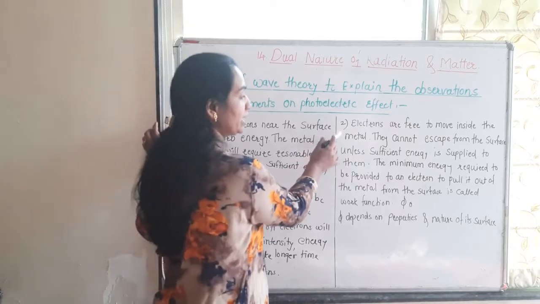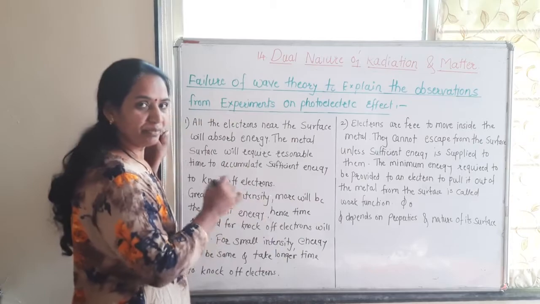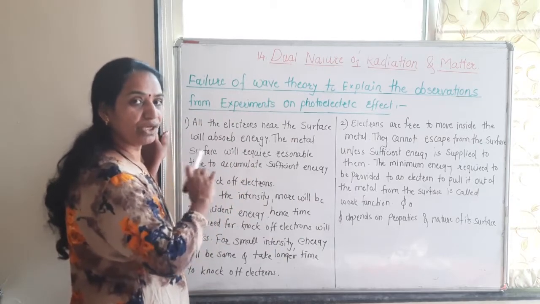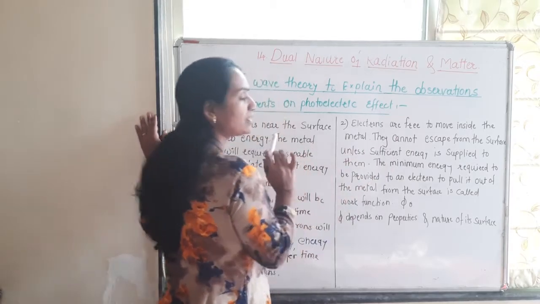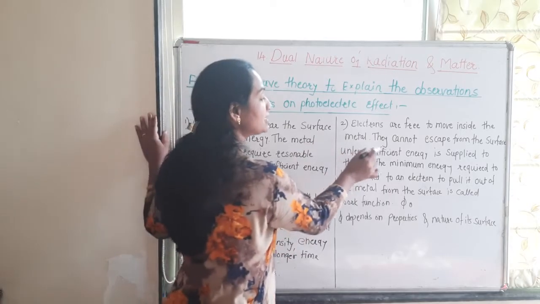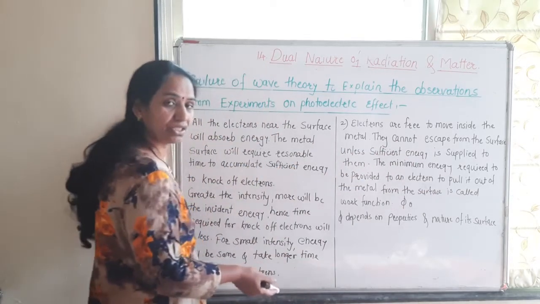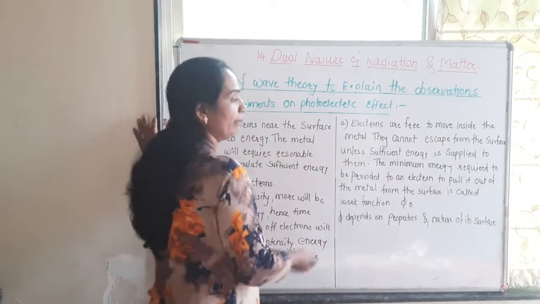Then the second point is that electrons are free to move inside the metals. They cannot escape from the surface unless they get sufficient energy. When they get sufficient energy, they escape from the metal.